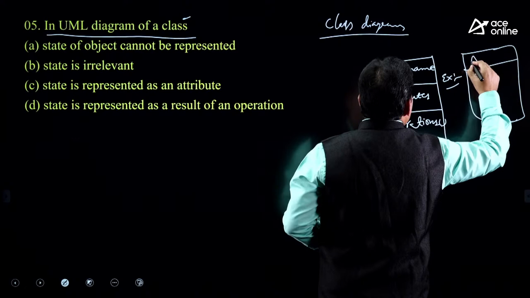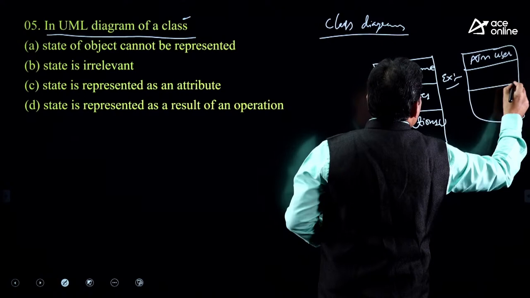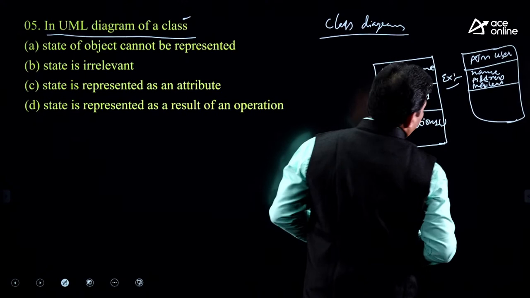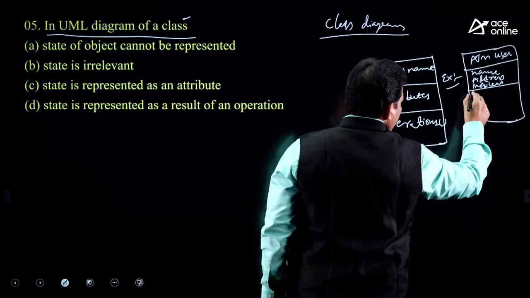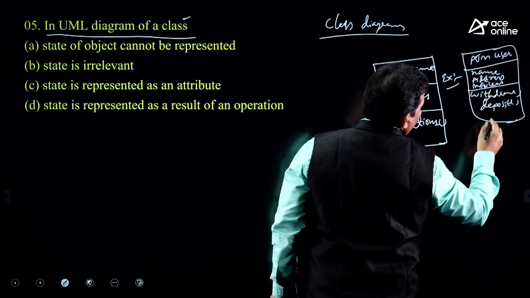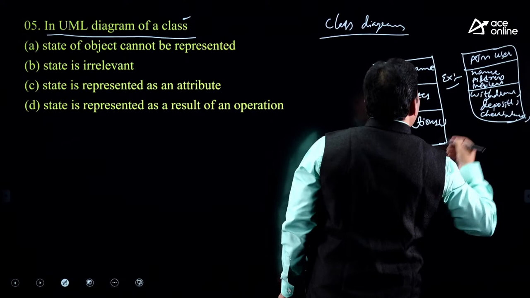We are all ATM users, am I right? So what are the attributes for ATM user? Name of the ATM user, address of the ATM user, mobile number of the ATM user, etc. There are many attributes. What are the operations an ATM user can perform with an ATM machine? Withdraw money, deposit. So an ATM user can deposit money in their account. Check balance. There are many operations. Change pin, etc. Right? So this is class name, attributes, operations. ATM user is the class name.